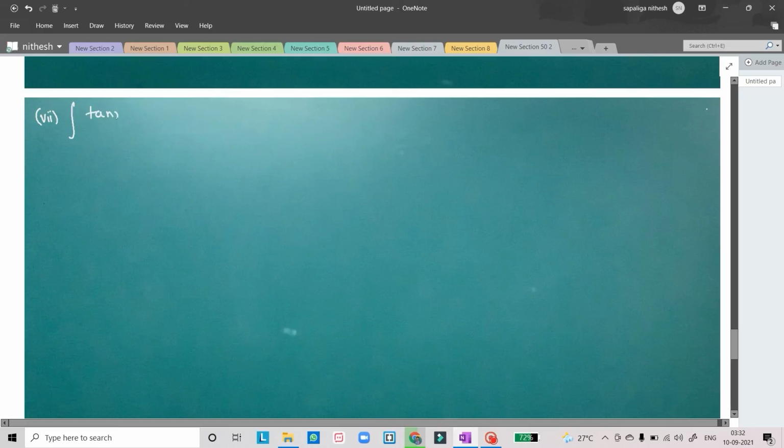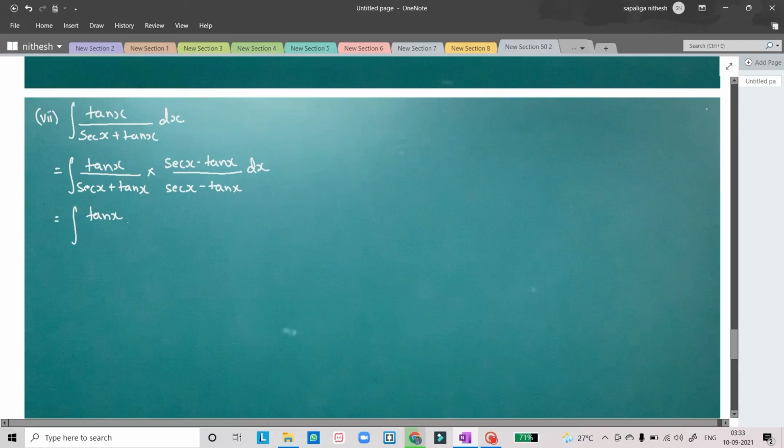Question 7, integral tan x upon sec x plus tan x dx. The first step is we rationalize the denominator. We'll take the conjugate, that is sec x minus tan x upon sec x minus tan x, and multiply. In the denominator, if you see, we have a plus b and a minus b, which can be written as sec square x minus tan square x, which we get as 1.